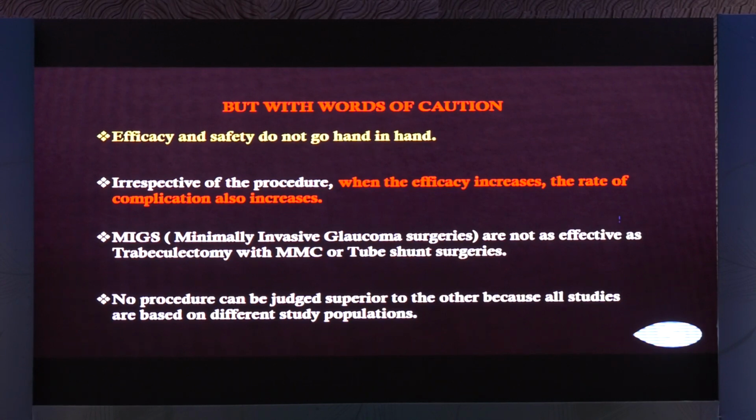MIGS surgeries are not as effective as trabeculectomy with mitomycin C or the tube shunts. Moreover, no procedure can be judged as superior. That is the final word: no procedure can be judged as superior to the other, because all the studies available in the literature are based on different study populations and different parameters, with no consensus study. So the claim that studies favor tubes or discard trabeculectomy with mitomycin C doesn't stand true at the moment.